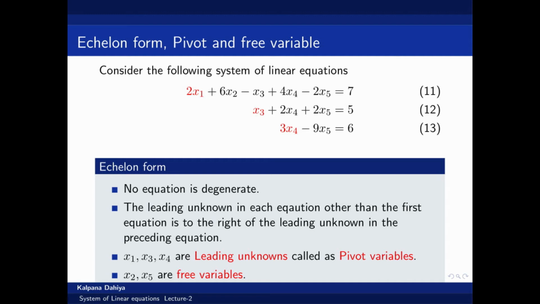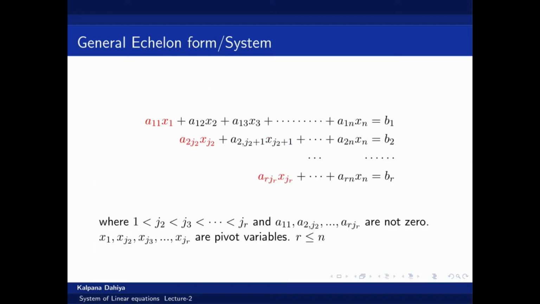We can now define echelon form as follows: no equation is degenerate. The leading unknown in each equation other than the first is to the right of the leading unknown in the preceding equation. For example, in equation 12, the leading unknown is x3, and it is to the right of the leading unknown in equation 11, which is x1. Here x1, x3 and x4 are leading unknowns. We call them pivot variables. And the remaining variables, x2 and x5, are called free variables. This is the general echelon form.